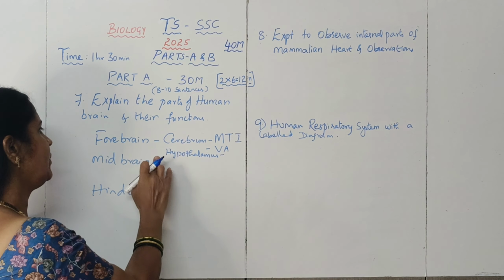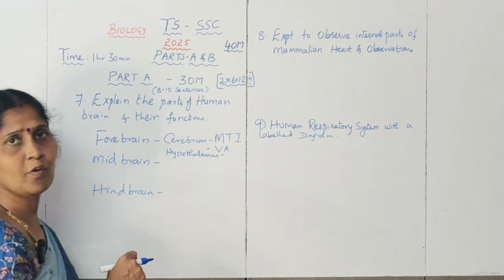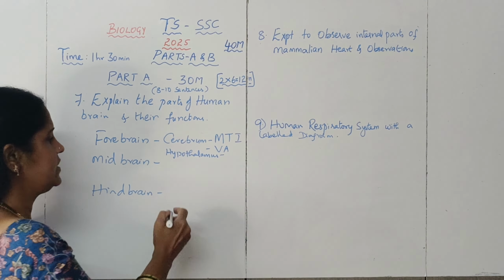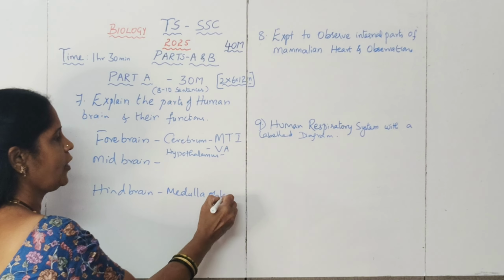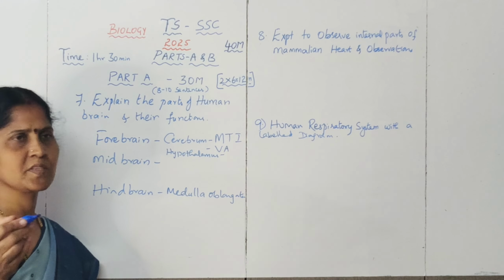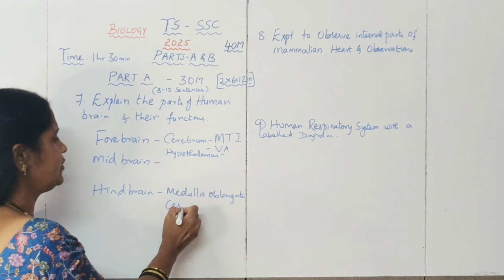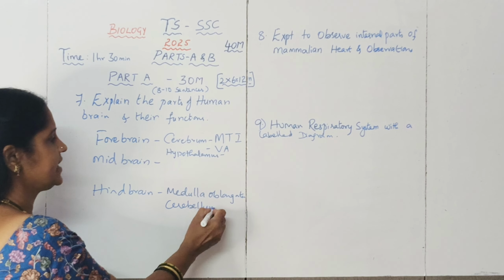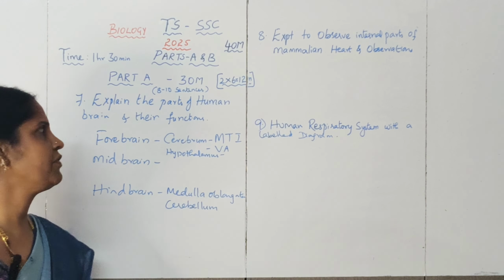Then talking about the midbrain region, you have the diencephalon. About the diencephalon you will write down, and in the hindbrain we have the medulla oblongata and the cerebellum. The medulla oblongata is responsible for involuntary functions like coughing, sneezing, etc. And the cerebellum is responsible for the balance and coordination of the body. Like this, you can quickly write down the functions of different parts.